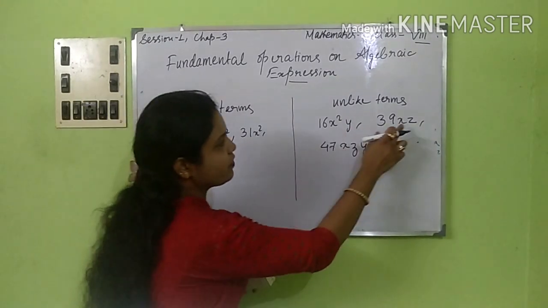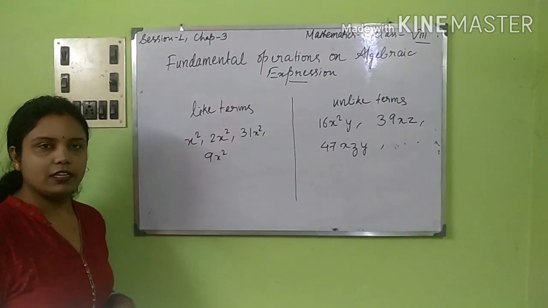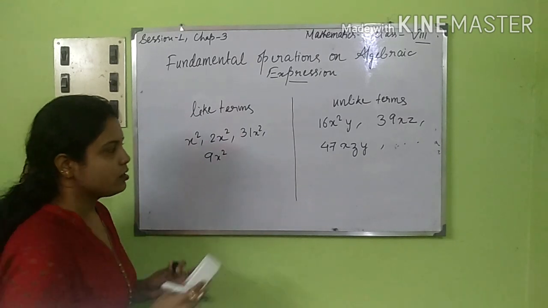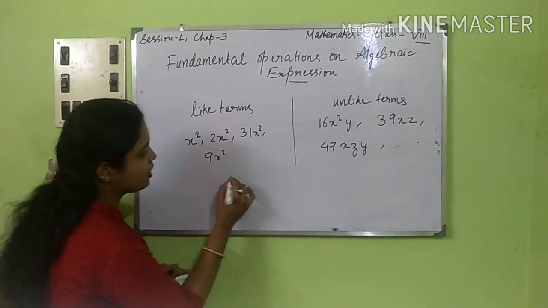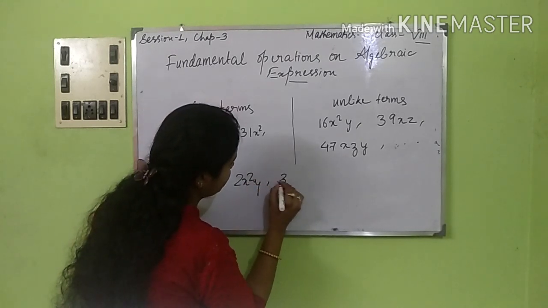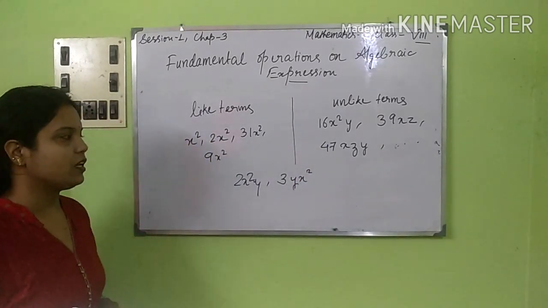See, all these variables are different. So whenever these variables are different, and don't match with each other, those are called the unlike terms. Now suppose for an example, we have been given 2x squared y and 3yx squared. These are the two terms that have been given to you.